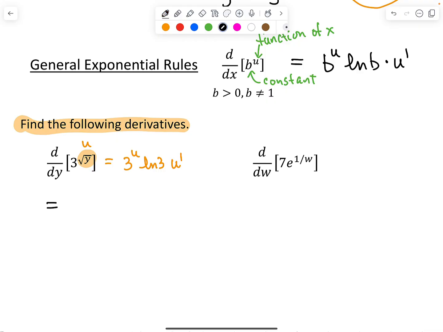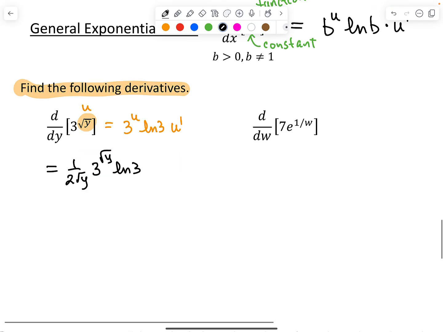The derivative of square root of y with respect to y is 1 over 2 square root of y, and then I'll write the 3 to the square root of y, and then the natural log of 3. If you want, you can write this as 3 to the square root of y times natural log of 3 all over 2 square root of y.